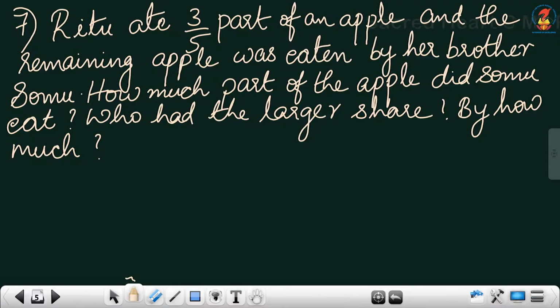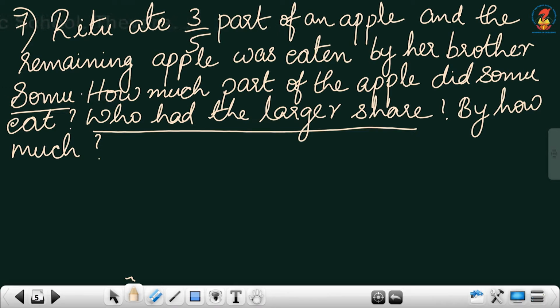What is the next question? Ritu ate 3 by 5 part of an apple and the remaining apple was eaten by her brother Somu. How much part of the apple did Somu eat? Who had the larger share and by how much? There are 3 sections in this question.